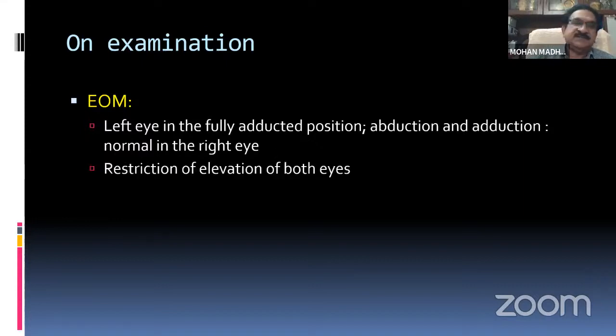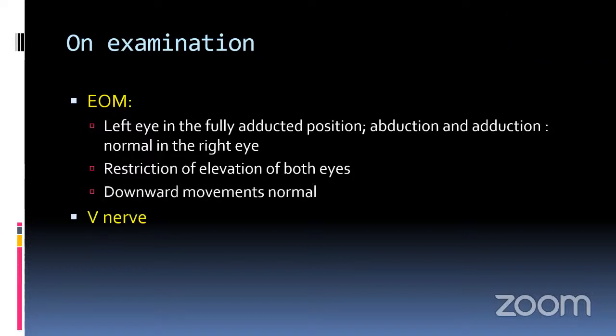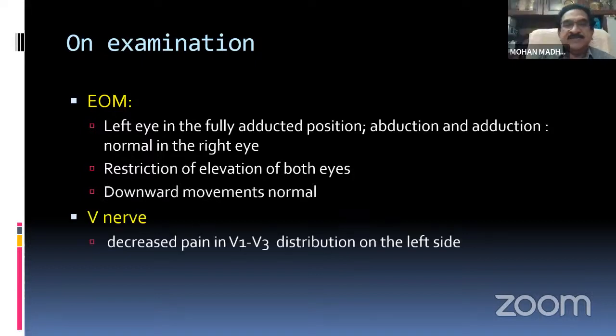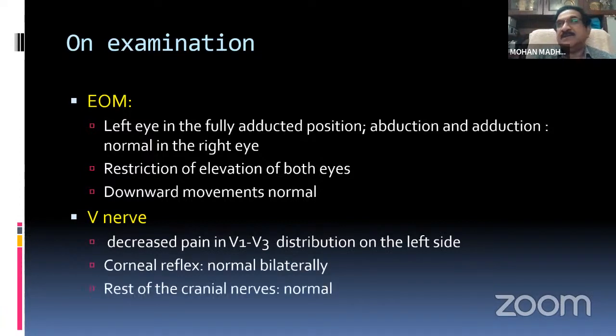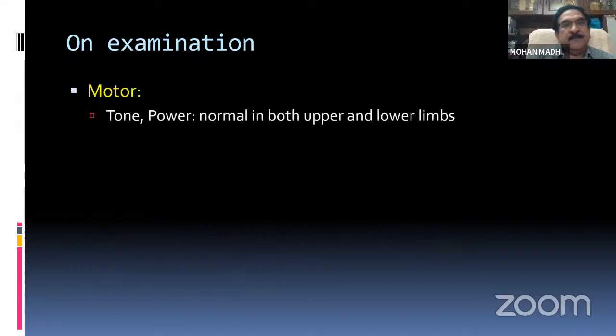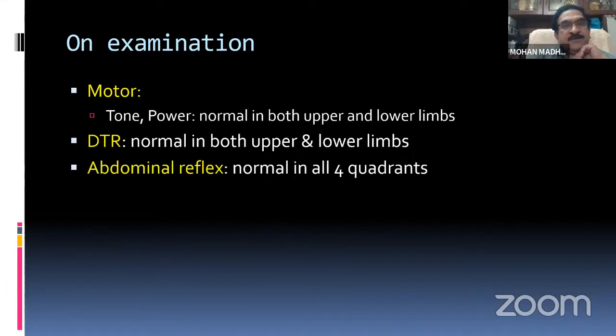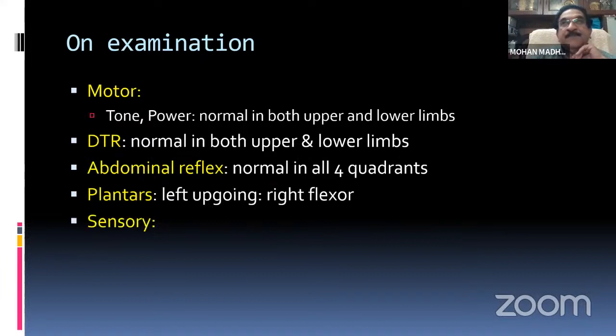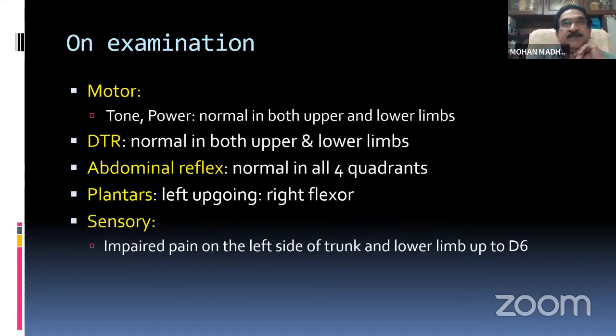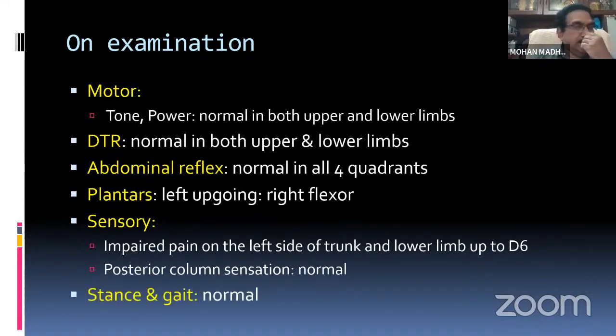Elevation of both eyes and downward movements normal. Fifth nerve: decreased pain in V1 to V3 distribution on the left side. Corneal reflex normal bilaterally, rest of the cranial nerves are normal. Motor tone and power normal in both upper and lower limbs. Deep tendon reflexes normal in the upper and lower limbs. Abdominal reflex normal in all quadrants; plantar left upgoing, right flexor. Sensory: impaired pain on the left side of the trunk and lower limb below D6. Posterior column sensation normal, stance and gait.